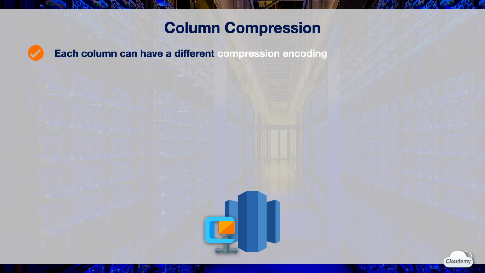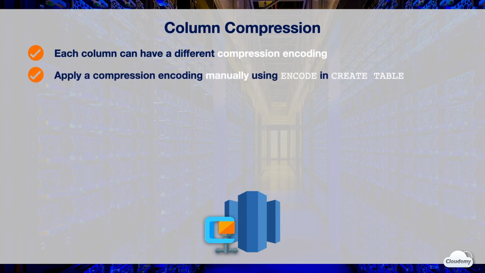Compression in Redshift is a column-level operation. Each column can have a different compression encoding. A compression encoding specifies the type of compression that is applied to a column, as new records are added to a table. You can apply compression encodings to columns in tables manually when you create the table, based on your own evaluation of the data. To apply compression manually, you specify compression encodings for individual columns, using the encode keyword in the create table statement.